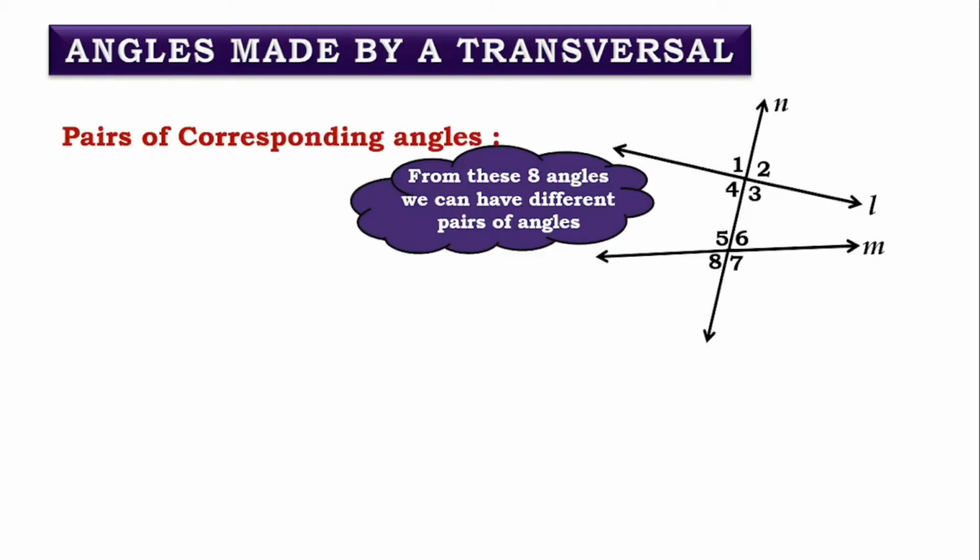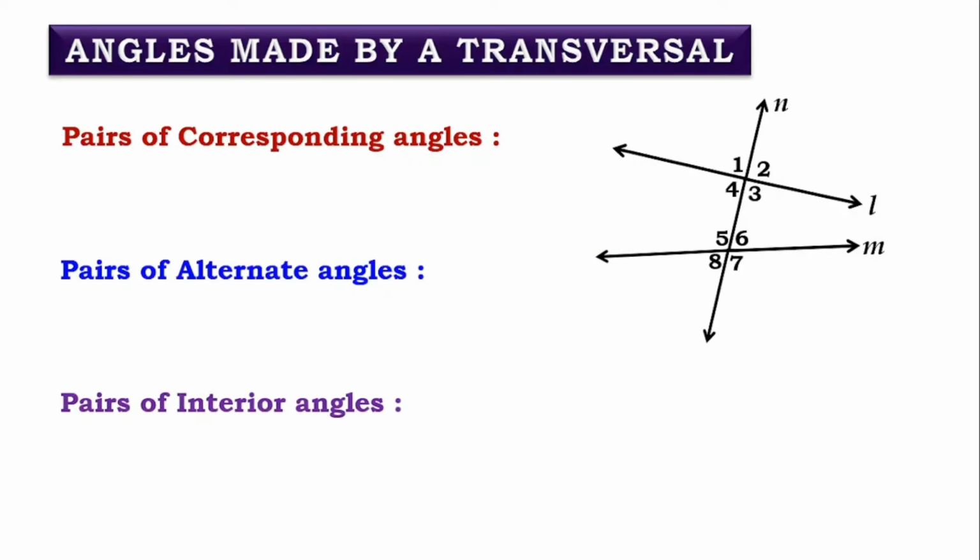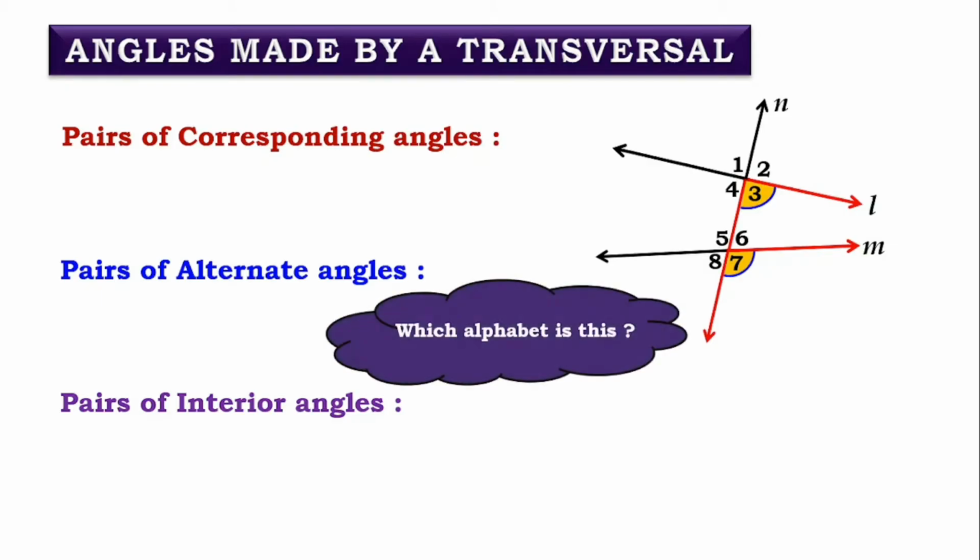Very important students: pair of corresponding angles, pair of alternate angles, pair of interior angles. I will explain this in a very easy way. Okay, let's start. You can see something highlighted over here. Which alphabet is this? F.